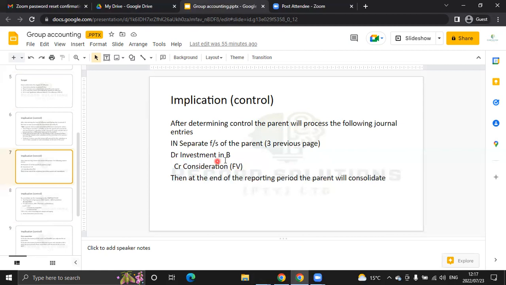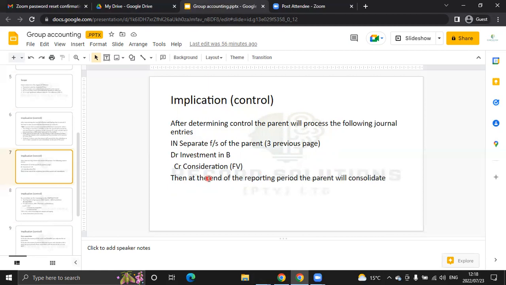That means everything here in this investment account, in the separate books, is an accumulation of the consideration that the parent paid. So this investment will always be an accumulation of the consideration that the parent paid at fair value at the date of acquisition. Even if we use something like shares, it will also be at the fair value of that share at acquisition. So fair value at acquisition is very important, because even the date is very important.